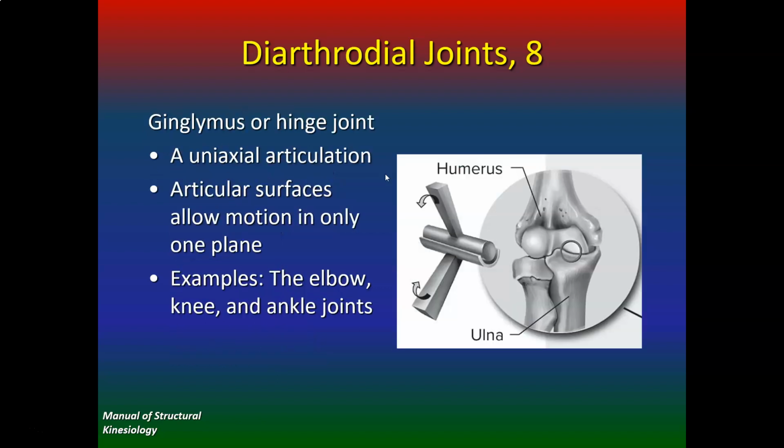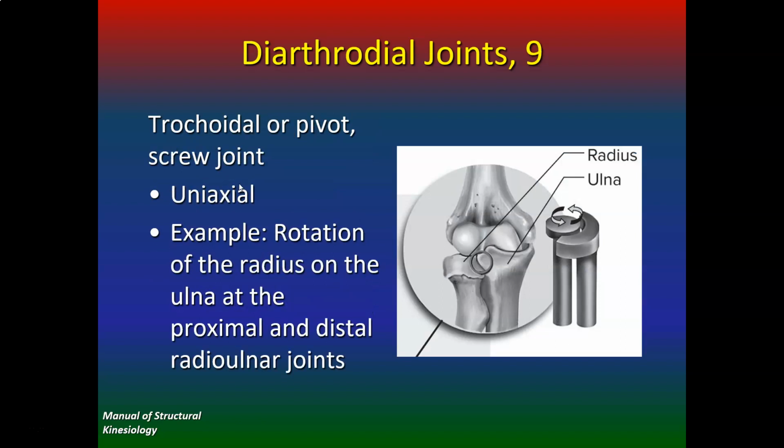A ginglymus or a hinge joint, that's a uniaxial articulation. Okay. Articular surfaces allow motion in only one plane, and that's the elbow, knee, and ankle joints. Okay. So that is uniaxial, usually one plane, right? Flexion, extension. Now, if we really break down the elbow, the knee, and the ankle, they actually allow slight movements in other planes as well, but the majority of it is in one plane. Trochlear or pivot screw joint, they're uniaxial. They allow rotation of the radius on the ulna at the proximal and distal radial joints.